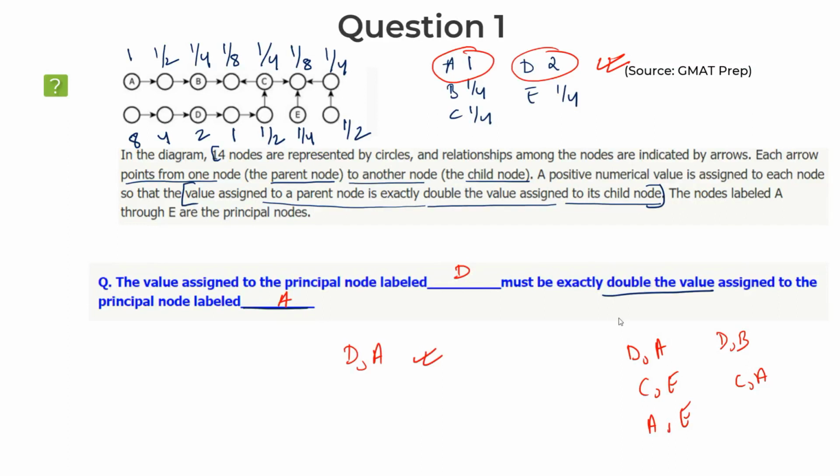So that is why I started off with 1. I did not start with 0. If I would have started off with 0, then all of them would have been 0, right? Because if you read it properly, it is exactly double the value assigned to the child node. So the parent node needs to be double the amount of the child node, right? It's not plus 1 or plus 2.